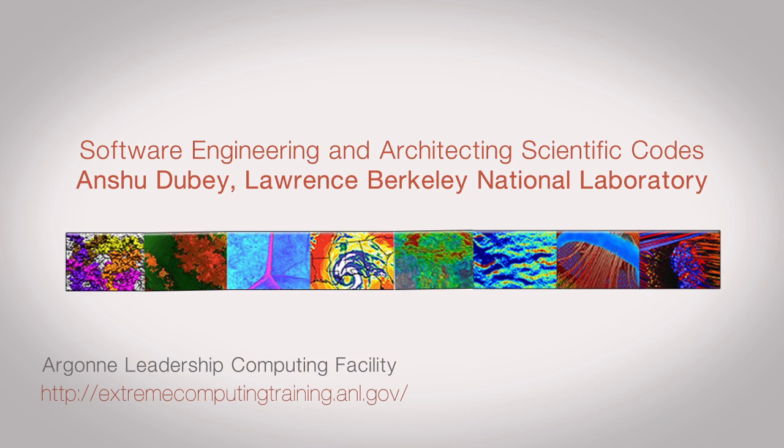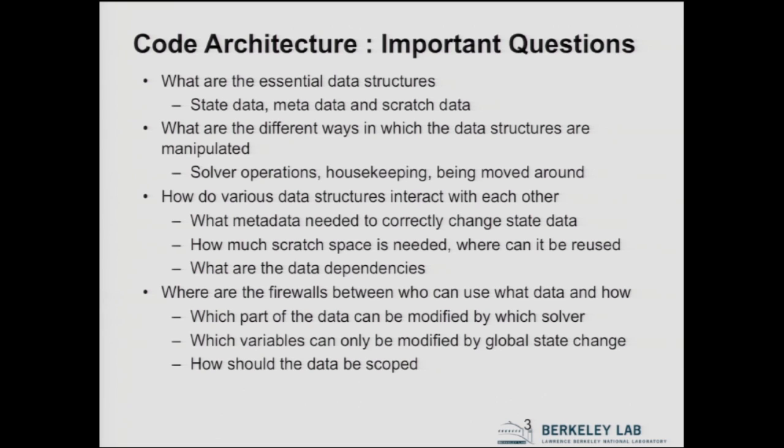The questions that one has to consider are, what are the essential data structures? And it's important to differentiate between the state data, which is where you're actually doing the calculation, the metadata, which is the meta information about the variables and other things that you're doing calculations with, and scratch data, the data that does not persist between your different evolution steps that you can reuse in many different ways, and how you manage these different data structures that handle these different kinds of data.